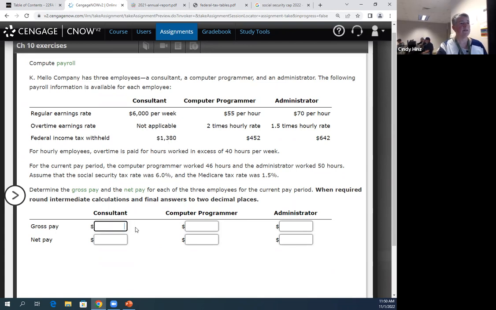So let's start with the consultant. The consultant is paid a salary. And so his or her gross pay is $6,000. It doesn't matter how many hours that person works. Their pay remains the same. I'm going to add a couple columns down here, just as a reminder for us. So Social Security and Medicare and federal income tax.